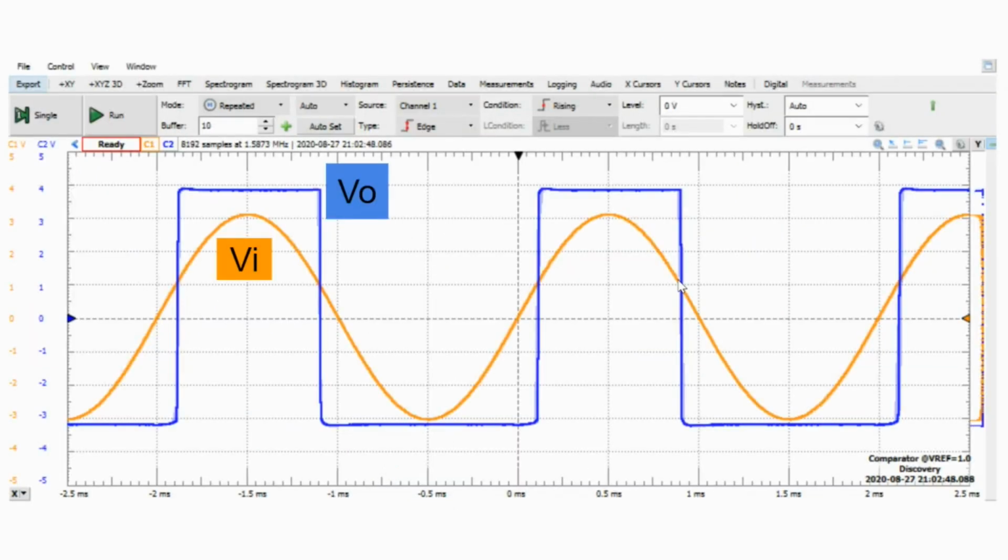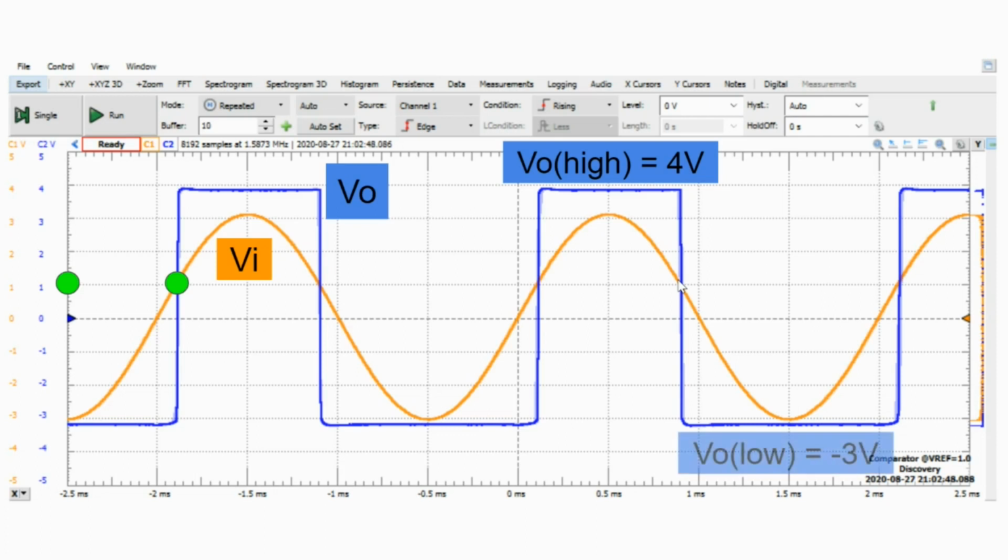Channel 1, the orange line, shows the sine wave that is present at V positive. Channel 2, the blue line, shows the output of the comparator. Notice that whenever the wave is more than 1 volt, that's our Vref, the output is positive, Vout high, that is close to 4 volts. At other times, when the wave is below 1 volt, the output is negative, close to negative 3 volts, which is our Vout low.